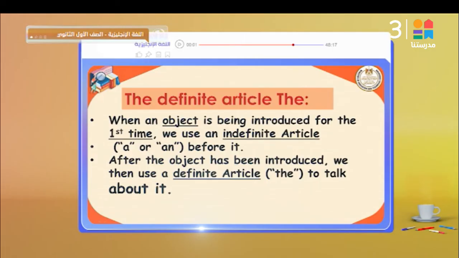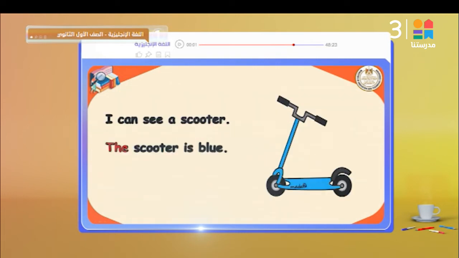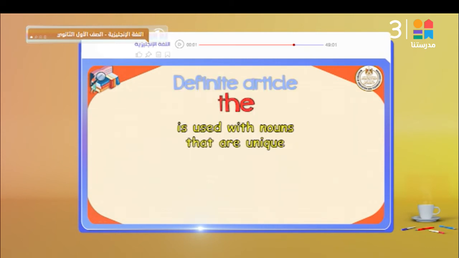When I say, I saw an old man, the man had an accident, the man means the old man whom I saw. So I'm talking about a specific person or a person in particular, not anyone in the street. I'm talking about someone in particular, okay? So look at the definite article the. We use it, as I said, when we talk about the person for the second time. Like this example, I can see a scooter, the scooter is blue.